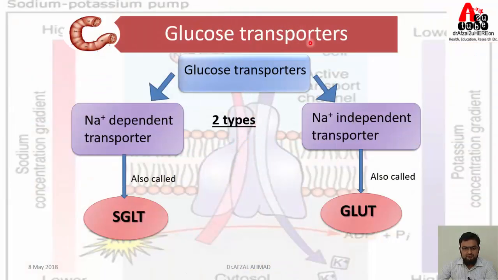So for the glucose transporter, we have specific glucose transporters in our body. Mainly it is of 2 types: sodium dependent transporter and sodium independent transporter. The sodium dependent transporter is called SGLT, named according to its name, sodium glucose transporter, and the sodium independent transporter is also known as GLUT. GLUT is for glucose transporter. So GLU came from glucose and T for transporter.